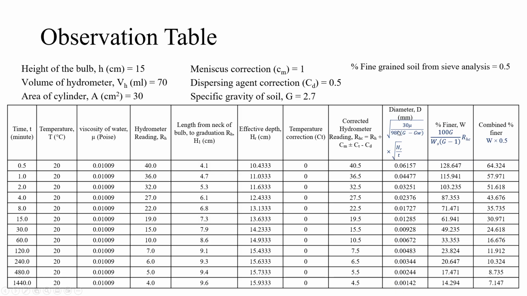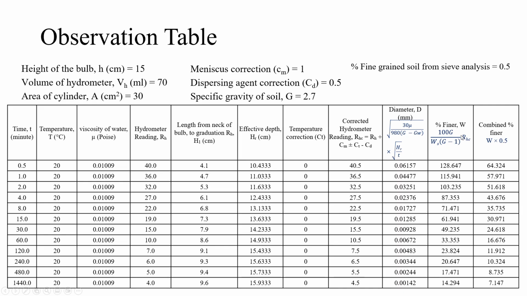Now the diameter D can be calculated by this formula: D equals square root of 30 mu by 980 into (G minus GW) into HR by T. Mu is the viscosity of water. G is the specific gravity of soil solids which we have taken. GW is the specific gravity of water. HR is the effective depth. T is the time in minutes. So applying all these values in this formula, we will get the diameter D.